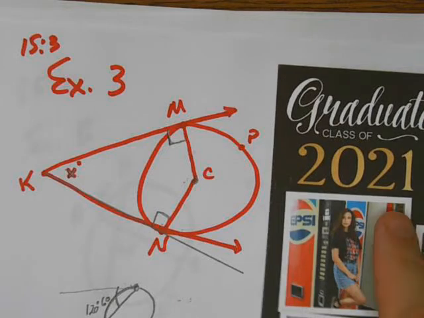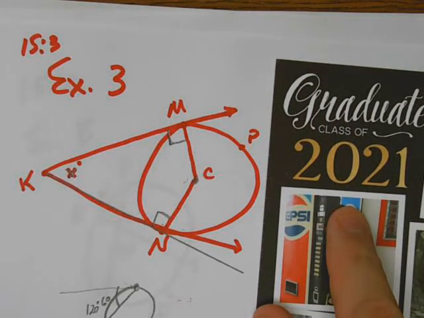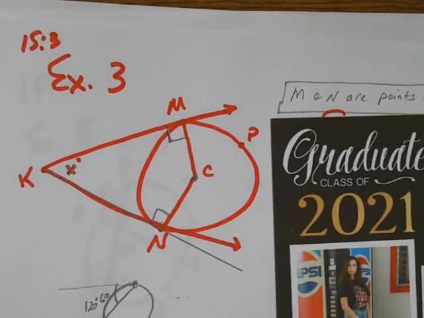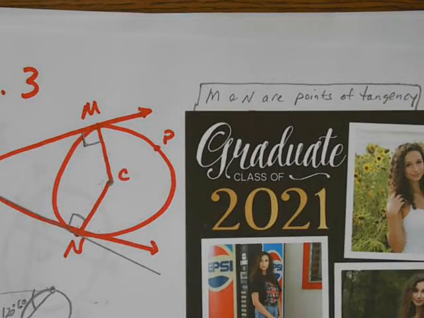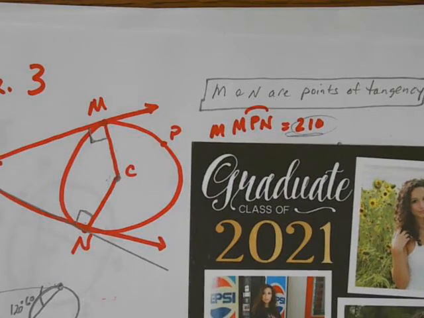Okay, so in this picture, what's KM called? What is KM called, Nicholas? A tangent, that's right. So we've got two tangents going up, and so M and N are what we call points of tangency. That means that they are 90 degrees. All right, here's another piece of information that's given.